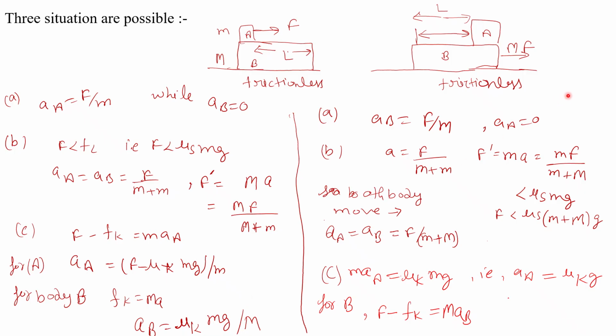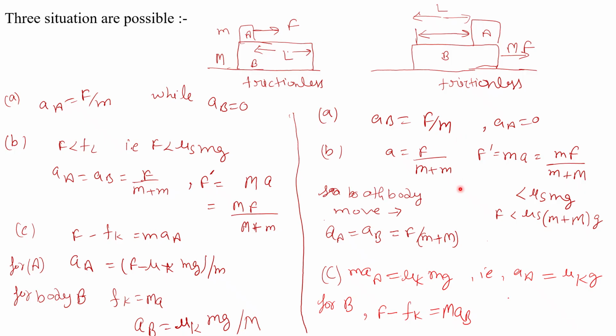Next, we see when a body A of mass m is resting on a body B of mass M and a force F is applied to the lower body, as shown in this figure. Again, there are three possibilities. First, when there is no friction, B will move with acceleration F/M while A will remain at rest. So this formula is here: a = F/M.